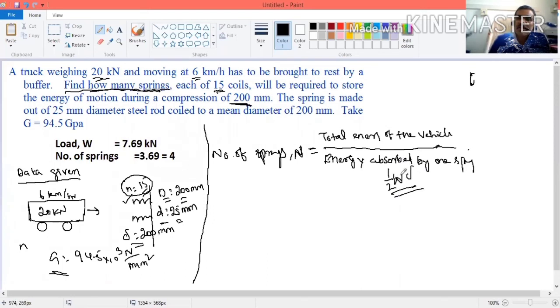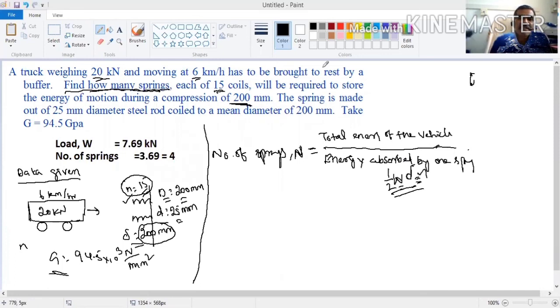If W is the load acting on one spring. Now delta is given in the problem. How much is it? 200 millimeter. W is not given, so that you are going to calculate.